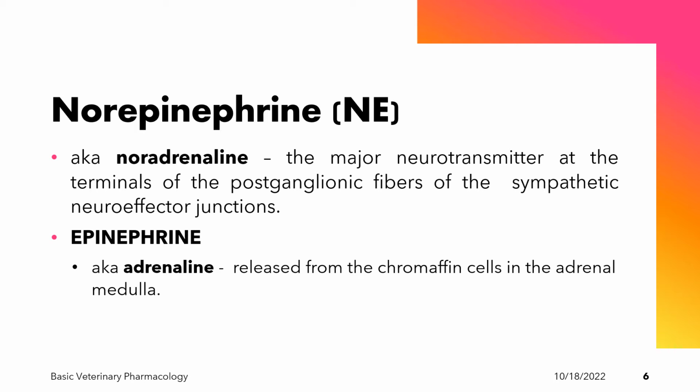Another neurotransmitter under the sympathetic nervous system is the epinephrine or adrenaline. It is released from the chromaffin cells in the adrenal medulla. We also have another sympathetic neuroeffector junction, and that is on the sweat glands in humans. This is an exception because it releases the neurotransmitter acetylcholine.